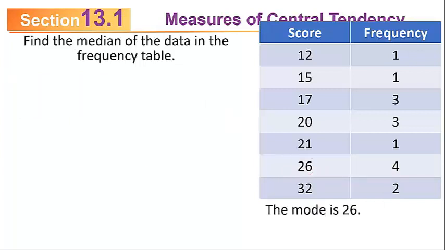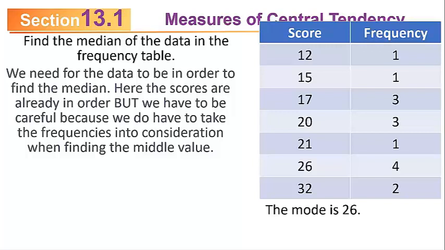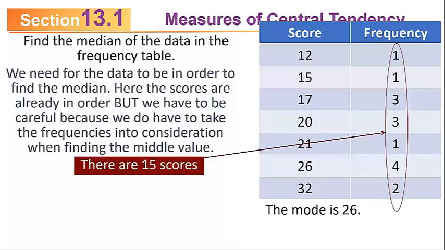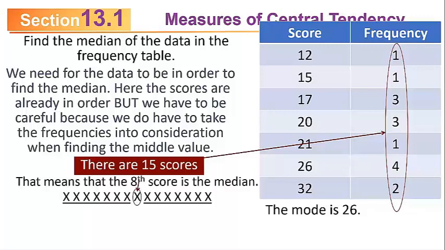For the median, you have to look at the numbers listed in order. As long as the table has the values in order, like 12, 15, 17, 20, 21, 26, 32, it's pretty easy. Now, if you look at the sum of the frequencies, 1 plus 1 plus 3 plus 3 plus 1 plus 4 plus 2, you'll find out that's 15. So there are 15 scores. If there are 15 scores, the 8th score must be the middle score, 7 on the left, 7 on the right. The 8th score is going to be the median.